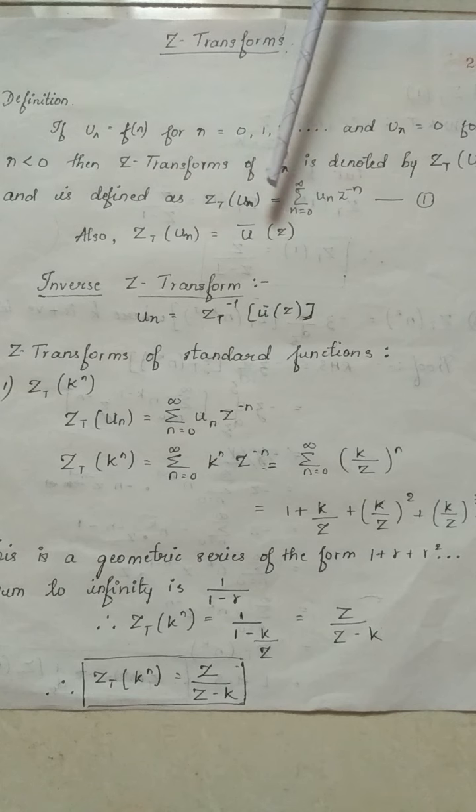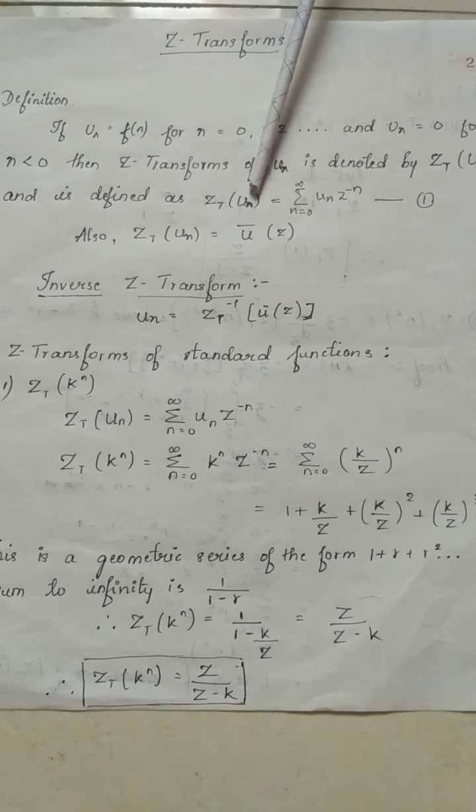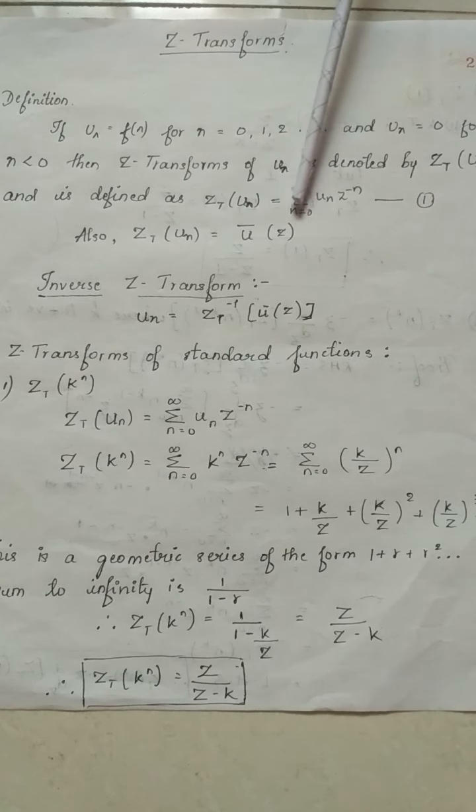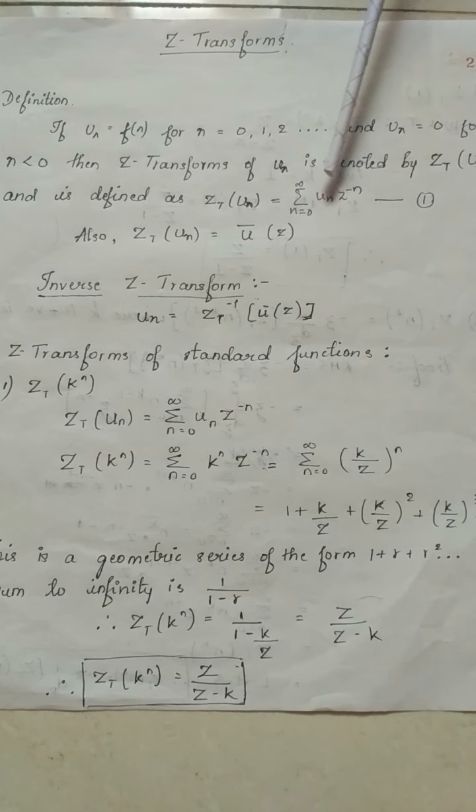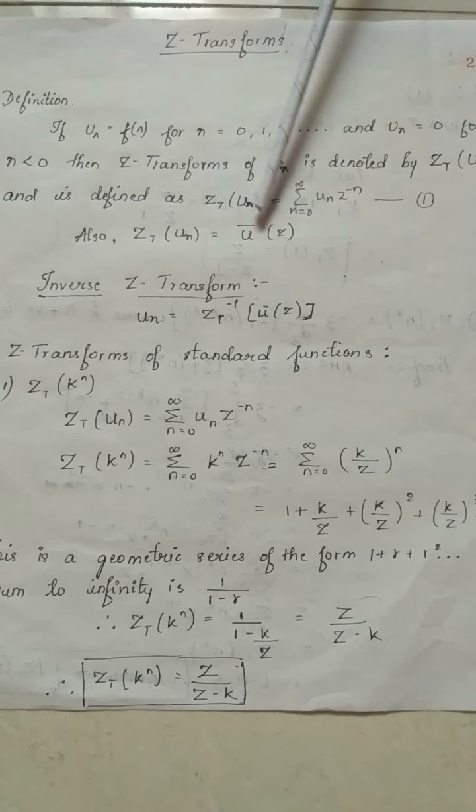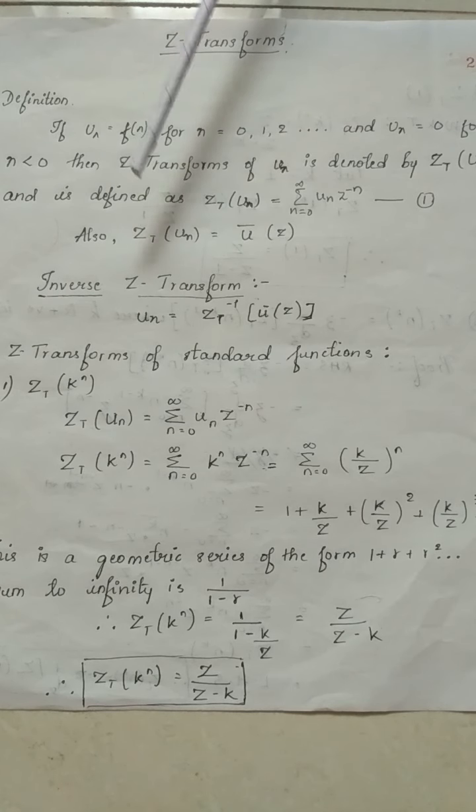Any function un may be any discrete function. Now, this Z transform of un can also be written as u bar of z. So Z transform of un is equal to summation n is equal to 0 to infinity un z raised to minus n, which is equal to u bar z. Now if we shift this Z transform to the other side, then we get the inverse transform. So the inverse of Z transform is written as un is equal to inverse transform of u bar z.